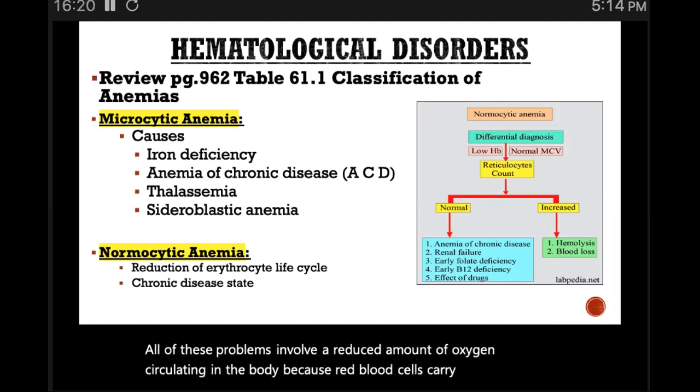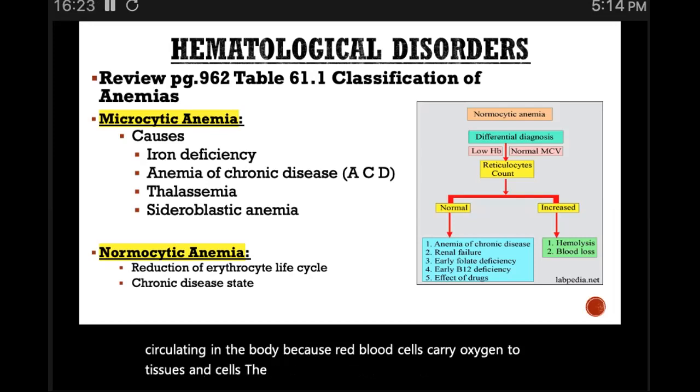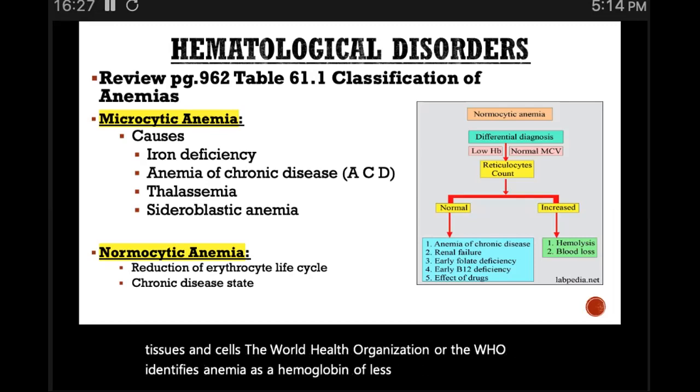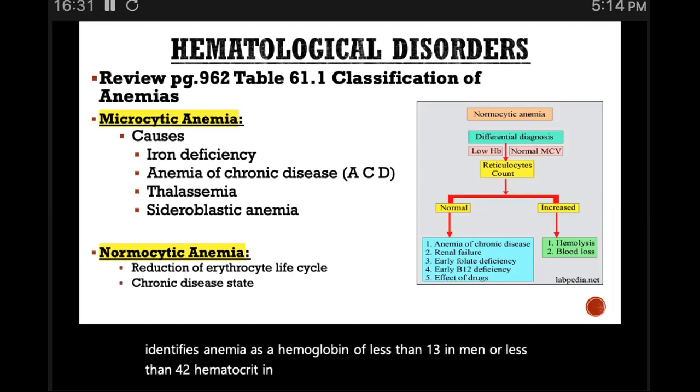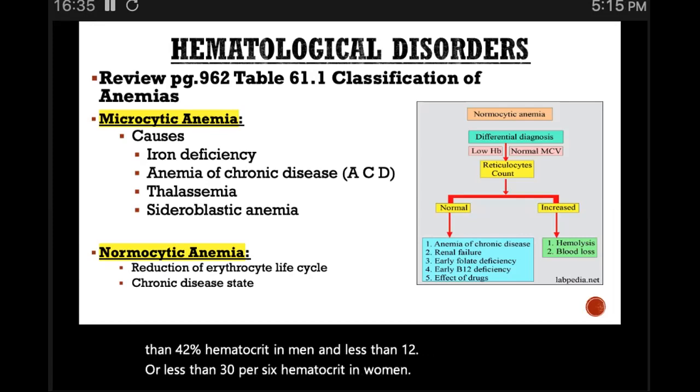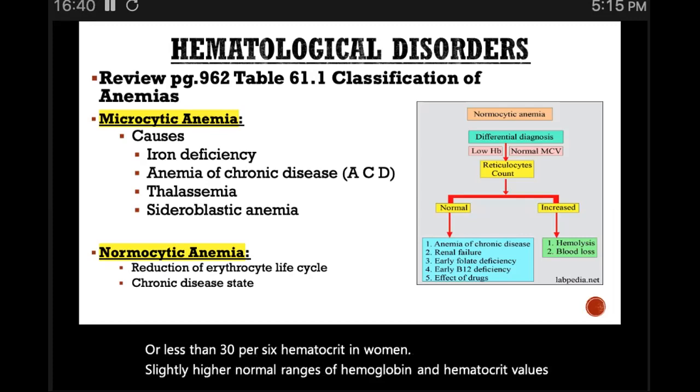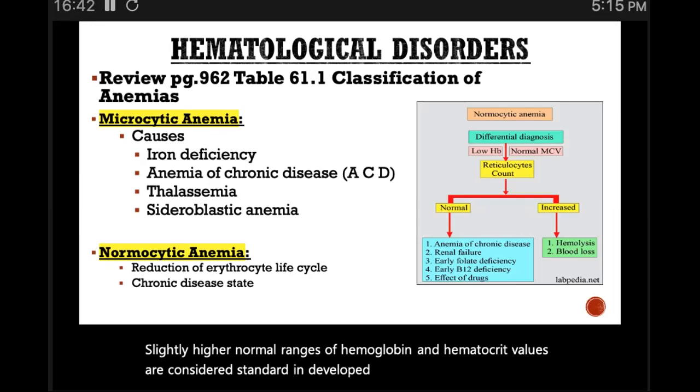to tissues and cells. The World Health Organization, or the WHO, identifies anemia as a hemoglobin of less than 13 in men, or less than 42% hematocrit in men, and less than 12, or less than 30% hematocrit in women. Slightly higher normal ranges of hemoglobin and hematocrit values are considered standard in developed versus underdeveloped regions of the world.